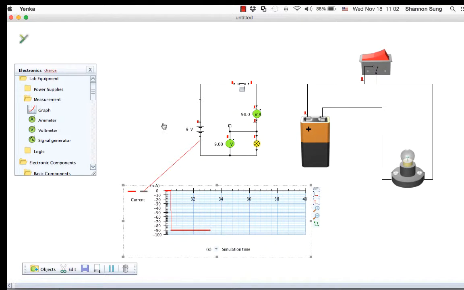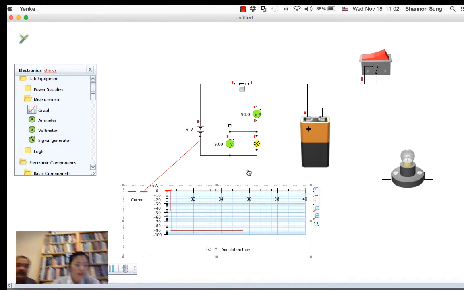We're measuring the current in the wrong place. If we had measured the current over here, we'd have got a positive number. So that's the basic introduction to circuitry.